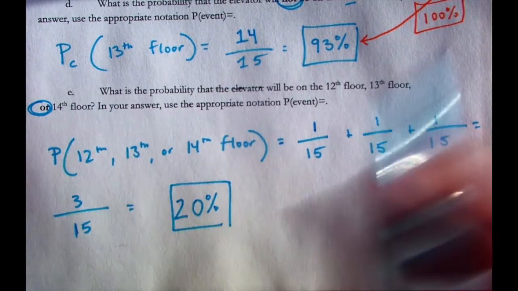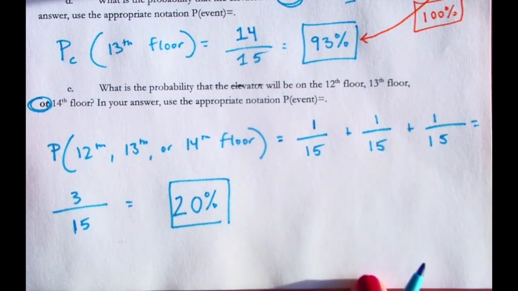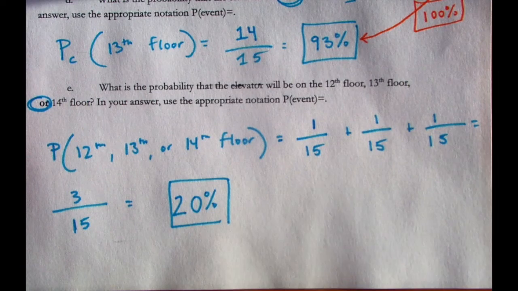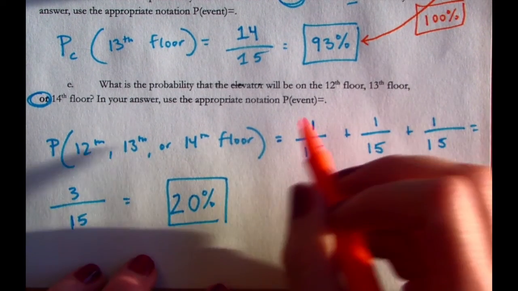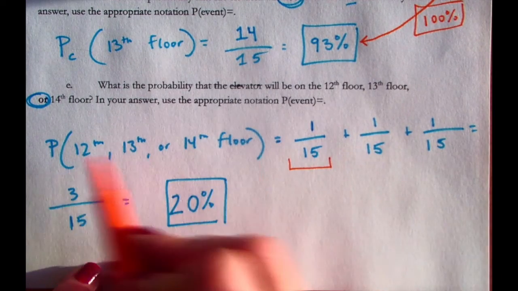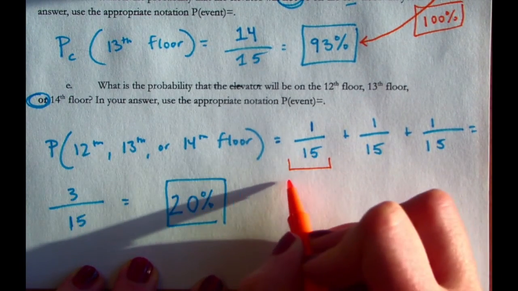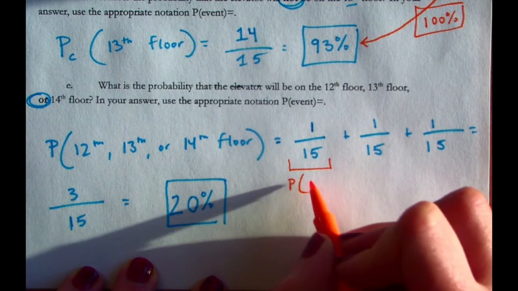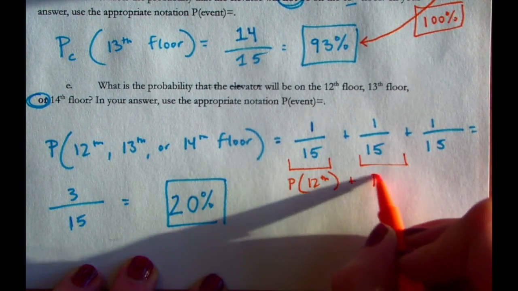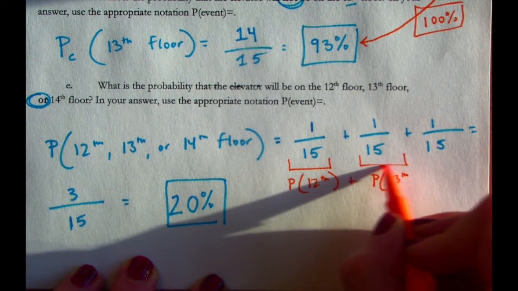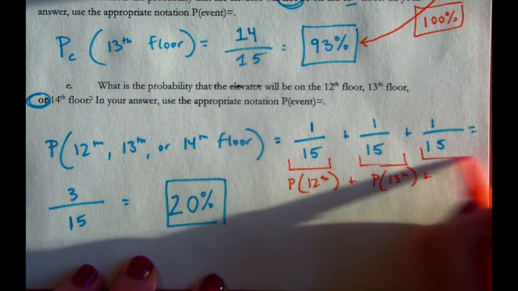So I'd say the key point here, let's just annotate our work so you guys can refer back to this. We know that this 1 over 15 alone would just be the probability of the 12th. But then we're adding it to this 1 over 15, which is the probability of the 13th. And then we're adding it to the last probability of the 14th floor.